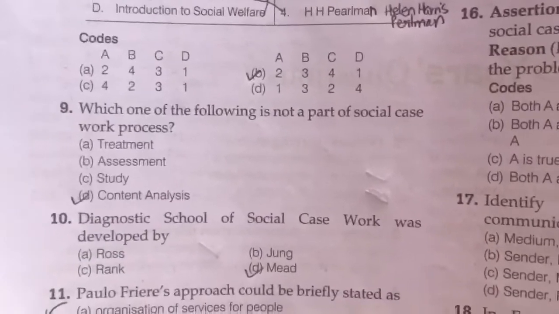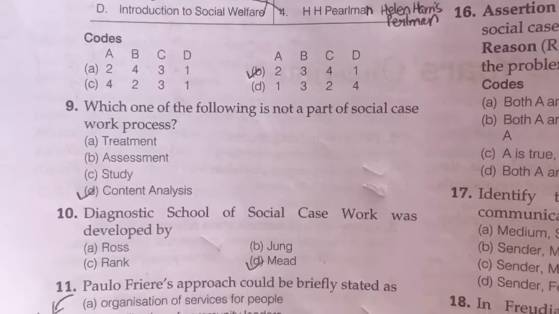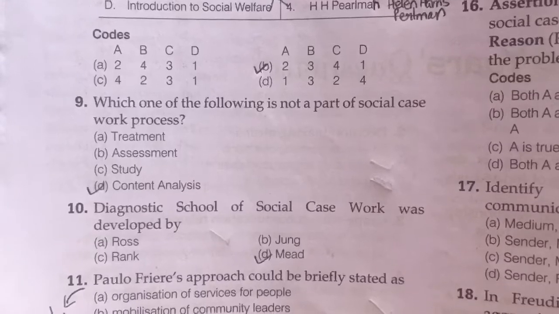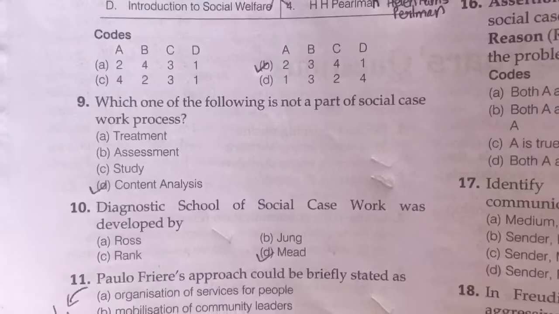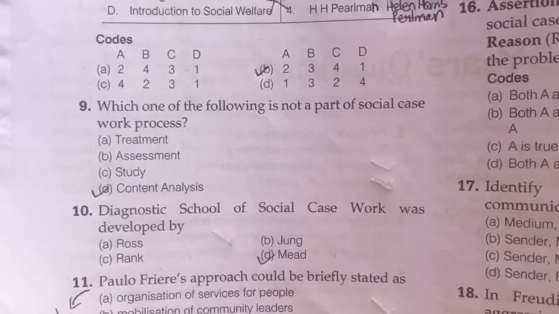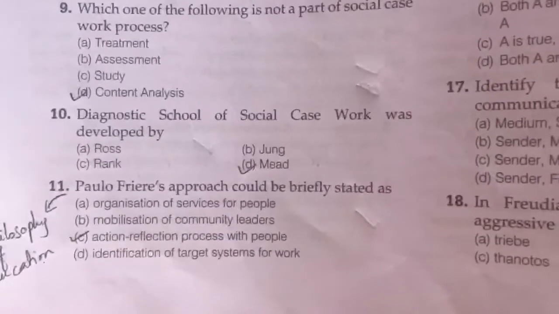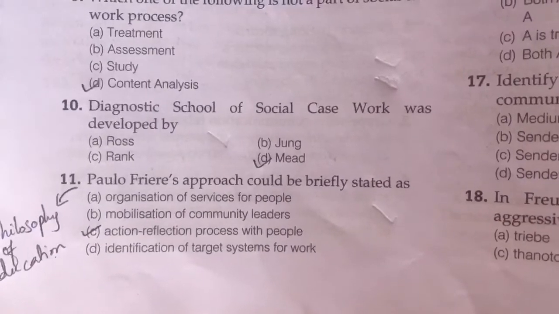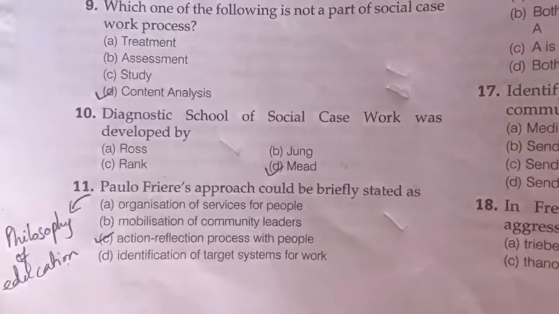Next question is, which one of the following is not a part of social casework process? A, treatment, B, assessment, C, study, D, content analysis. So the correct option will be content analysis. The rest are all stages of the casework process. Next is, Diagnostic School of Social Casework was developed by A. Ross, B. Jung, C. Rank, D. Mead. So the correct option is D.